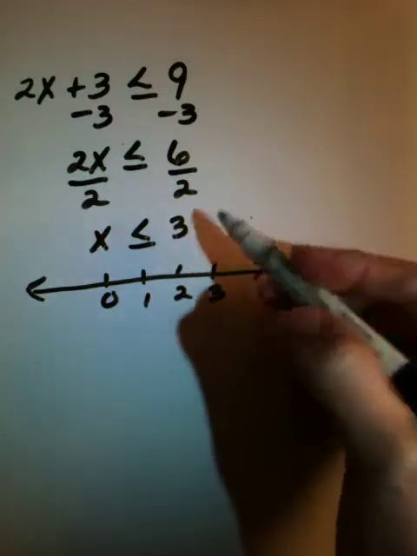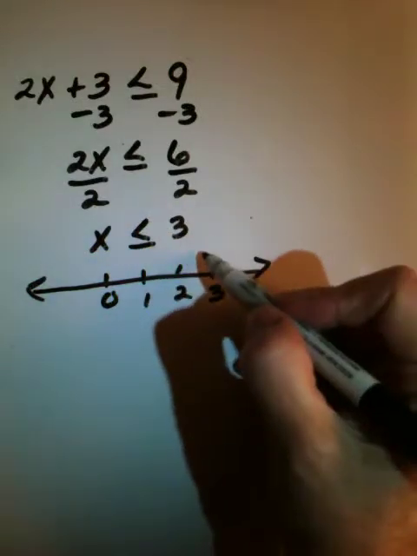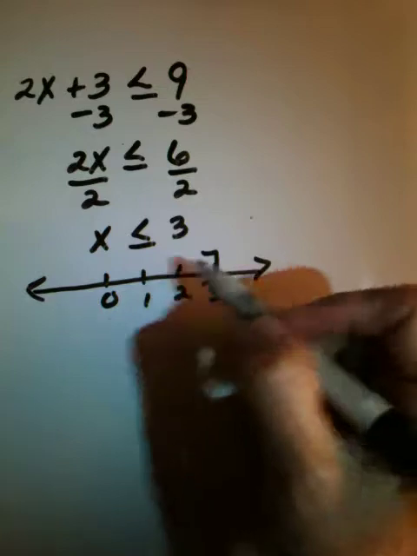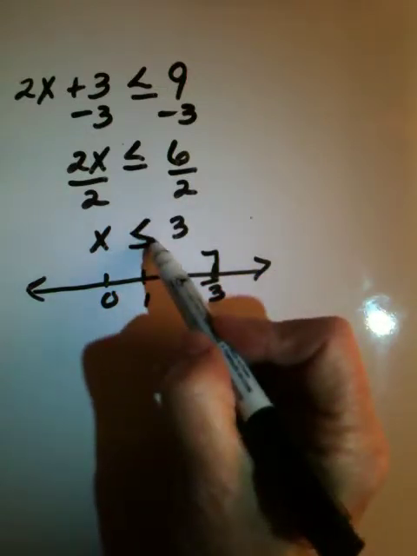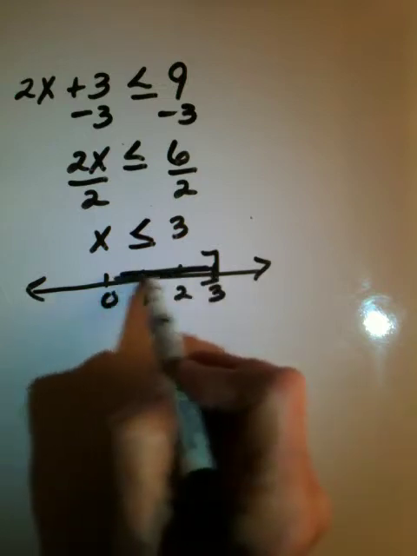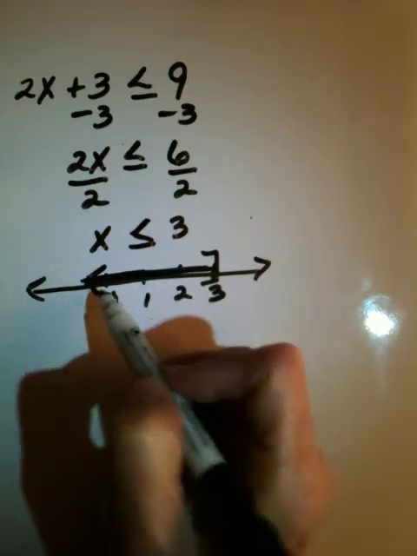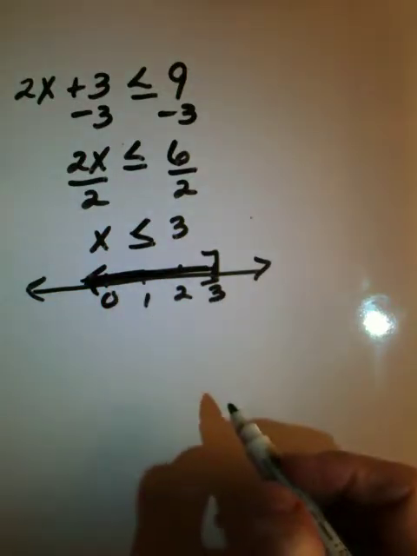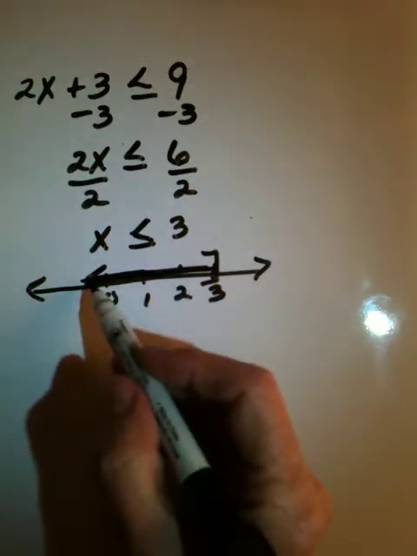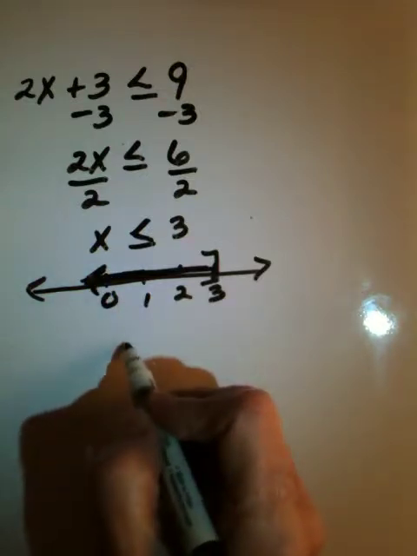So we just go to 3, and because this is less than or equal to, we're going to put a bracket at 3. This is a less than sign, which is pointing to the left, so we're going to shade to the left. All numbers, or every number, less than or equal to 3. You'll be asked to write the interval. Since we have an arrow on this, it means it goes to infinity.